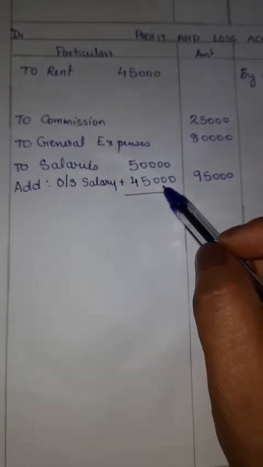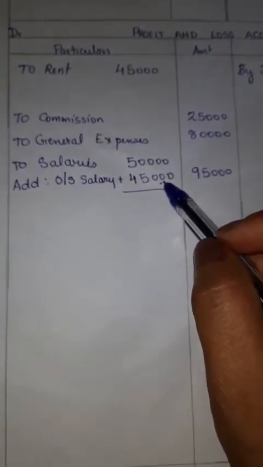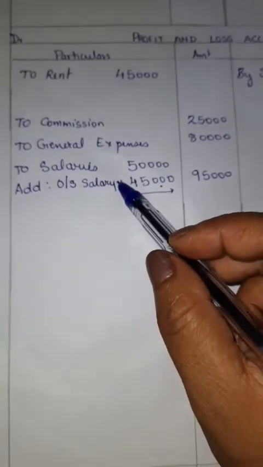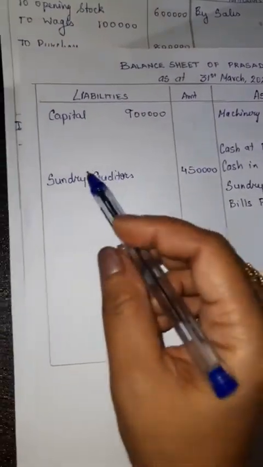So this was the first effect of this particular adjustment. The second effect of this adjustment will come in the liability side. So the outstanding salary means the salary which is not paid, yet to be paid. That means your liability to pay that outstanding salary is there. So outstanding salary will be shown in the balance sheet liability side.